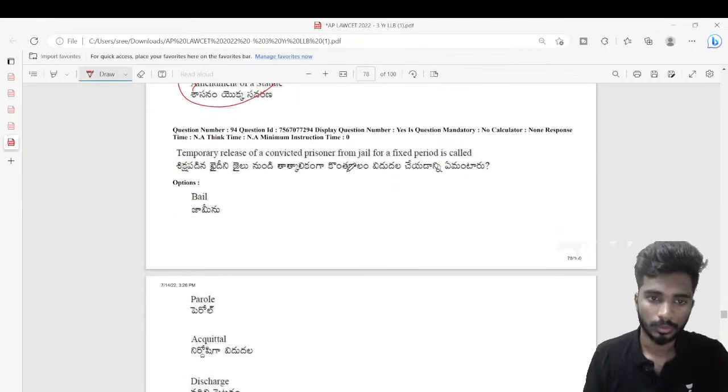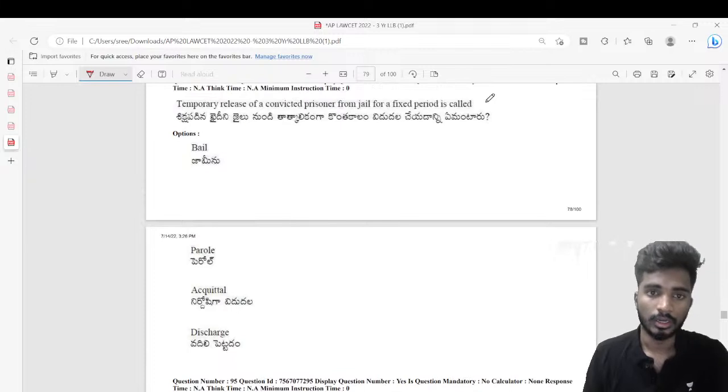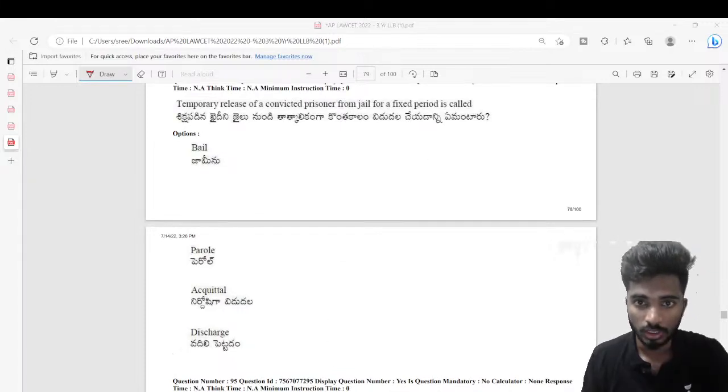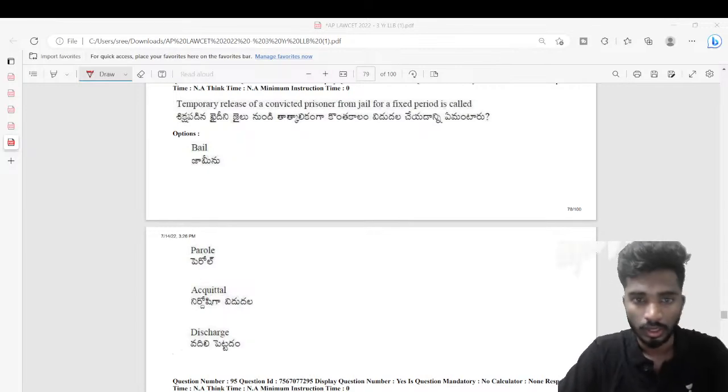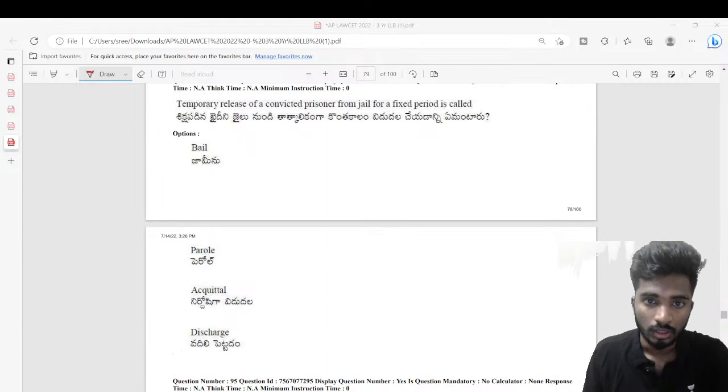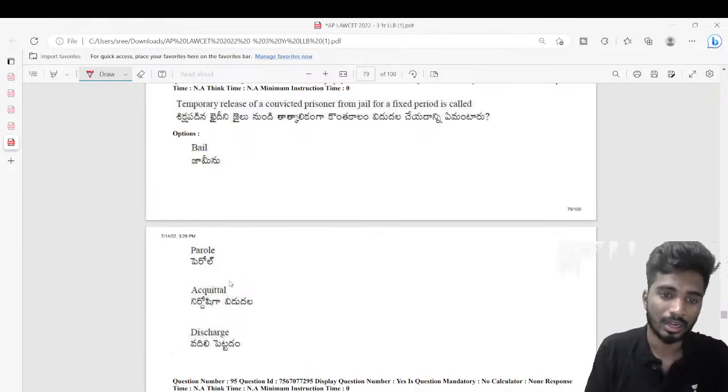Next, temporary release of a convicted prisoner from the jail for a fixed period is known as. Temporary release. Yesterday I did not actually refer, but I told that one thing is not the answer from here. So those who have paid very close attention in my class yesterday will definitely be in a position to answer it. What is the answer?